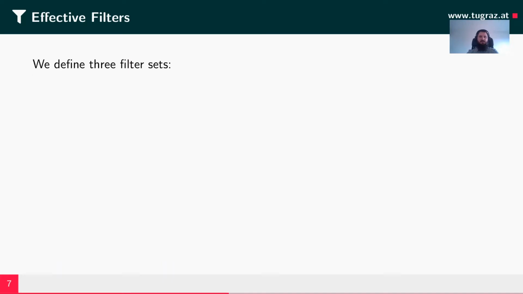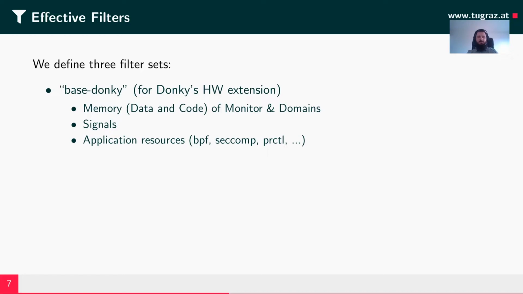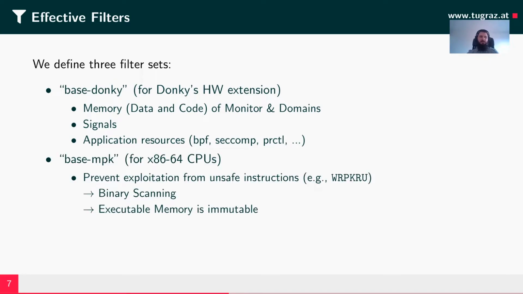Based on our Syscall analysis, we derive 3 sets of filter rules for PKU sandbox. First, we define base Donkey, where we assume Donkey's custom hardware to be present, which protects the PKU register from being written to. There, we filter any syscalls to ensure memory isolation, safe signal handling, and other application resources. On top of that, we define base x86, which additionally prevents exploitation from unsafe instructions. Also, any executable mapping is scanned and made immutable. Finally, we define local storage, which handles any file-based syscalls to allow for a per-domain file system and domain-private file descriptors.